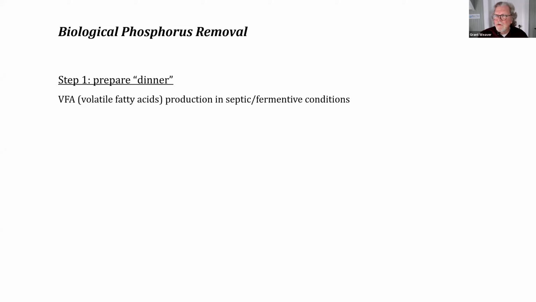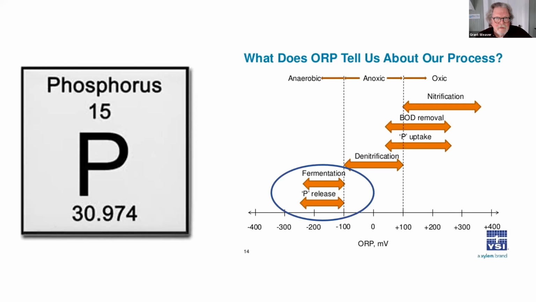So the first step is to create the food, the volatile fatty acids, and that happens in septic conditions. Septic conditions are below a DO of 0, and the DO probe doesn't go negative. So we need septic conditions. I like to target from -200 to -300 ORP. It can be -400. It depends upon the water chemistry.